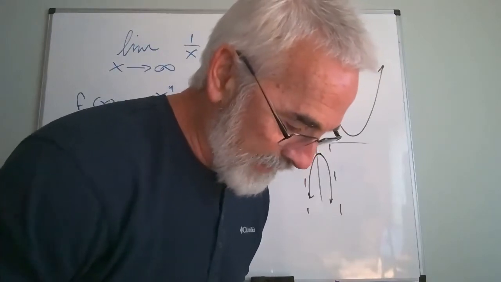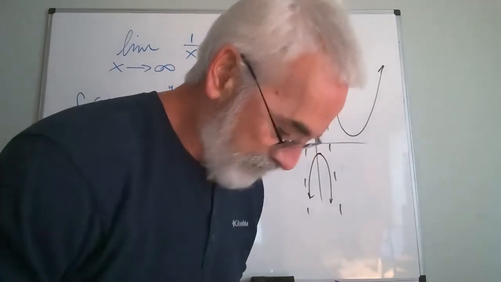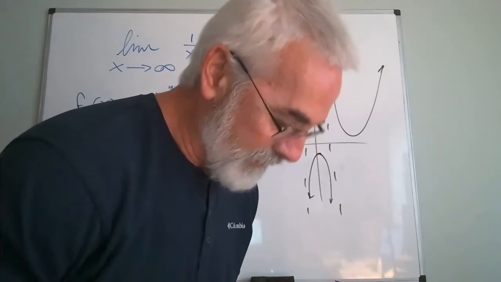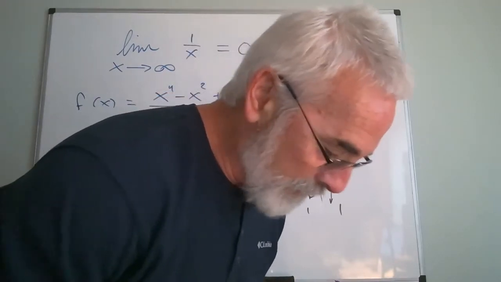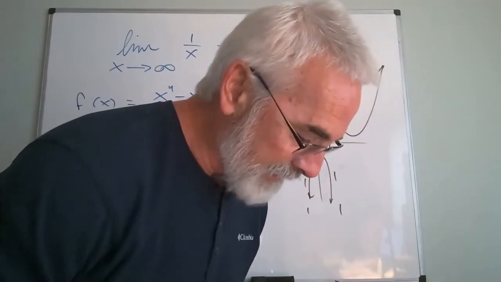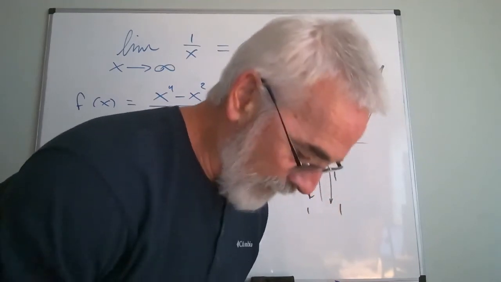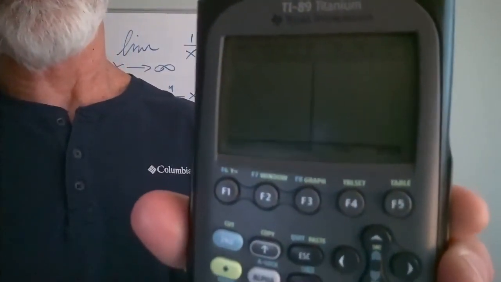So all I'm going to do right now is change the window slightly. Right now, my window is -10 to 10 in both directions. I'm going to make my X window -100 to 100. That's not that big. Now I'm going to make my Y window -10 to 10,000. All right. Anybody see anything interesting?